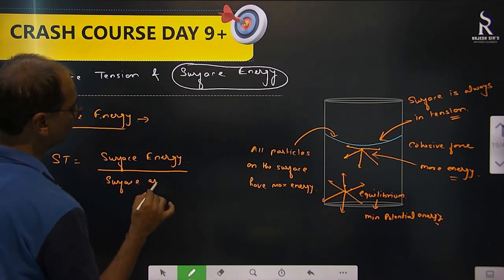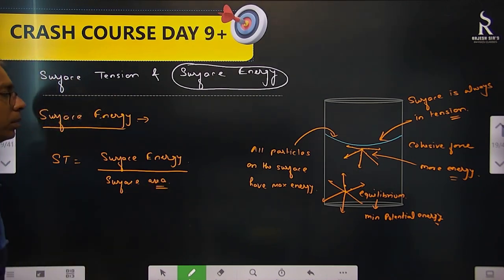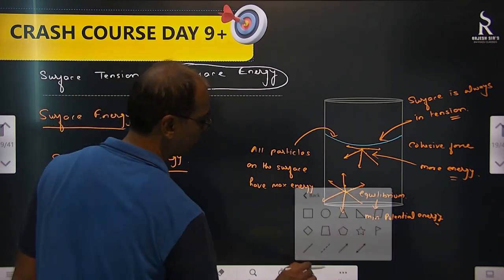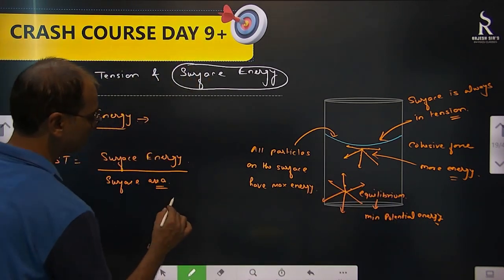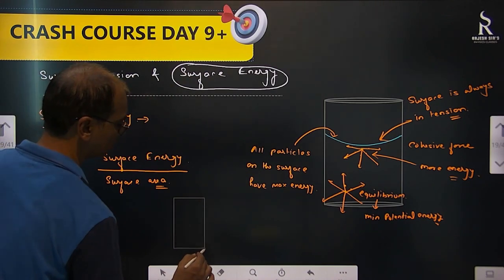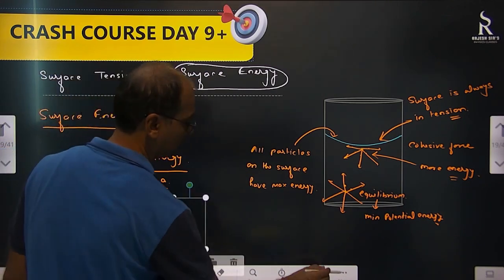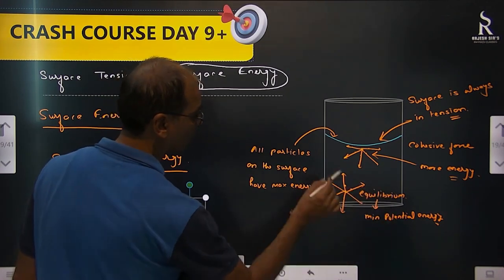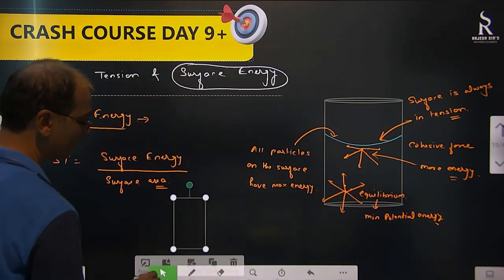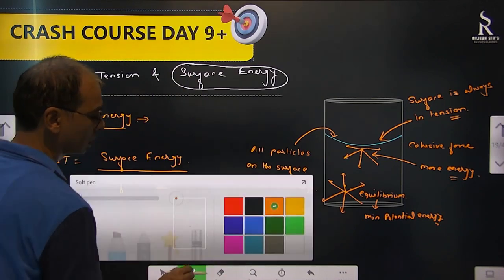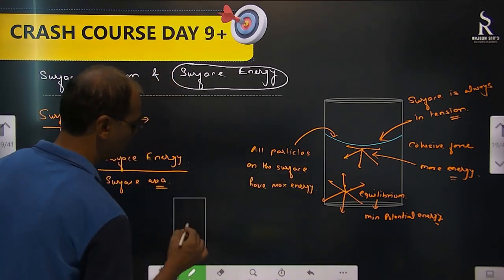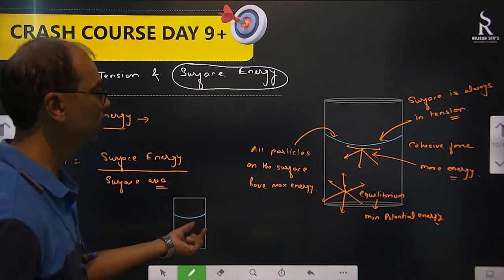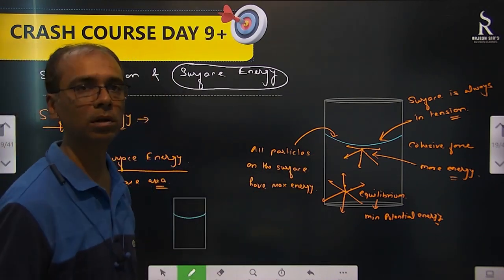By surface area. Now, suppose we compare two containers. One is this container, and another one is this. The same liquid is there in both. So, its surface energy will be the same or different?